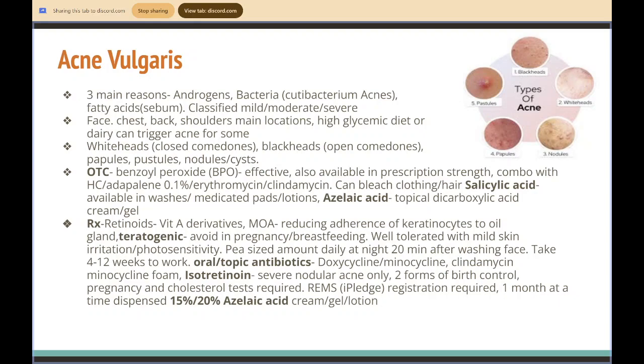For prescription acne treatments, we have retinoids, which are vitamin A derivatives. The mechanism of action here is reducing adherence of keratinocytes to oil glands. Know that retinoids are teratogenic. We avoid them in pregnancy and breastfeeding patients. It is well tolerated. There can be mild skin irritation or photosensitivity.